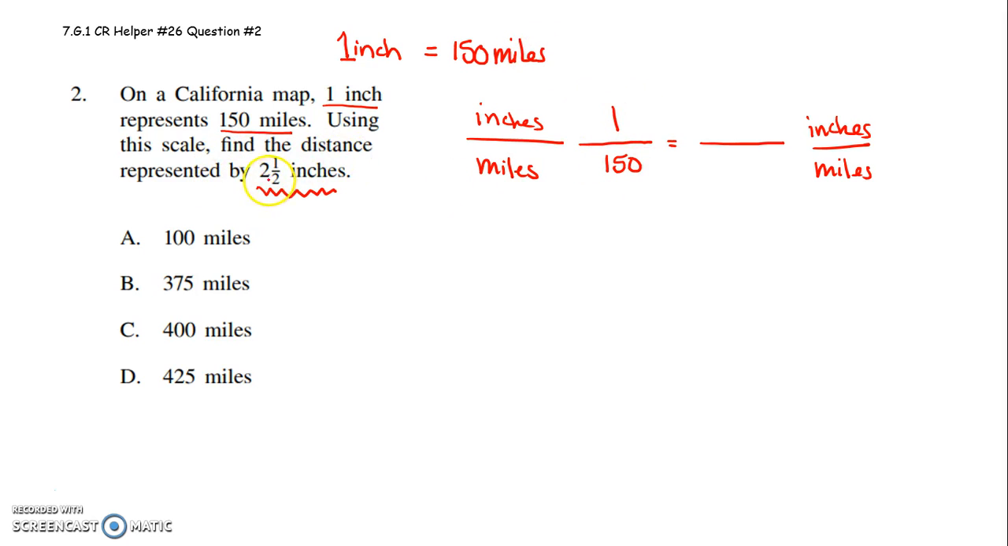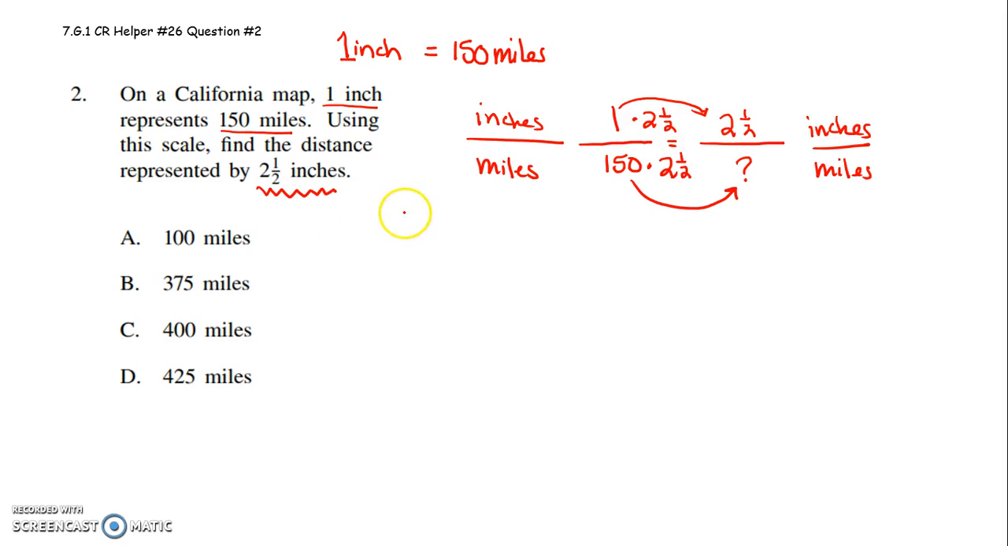It says find the distance represented by 2.5 inches. So here I have 2.5 inches. I don't know how many miles that is. They're looking for that. Now I know something about the numerators, so I look at my numerators. How do I get from 1 to 2.5? Oh, 1 times 2.5 will get me to 2.5. So what do I have to do with the 150? I multiply that 150 by 2.5.